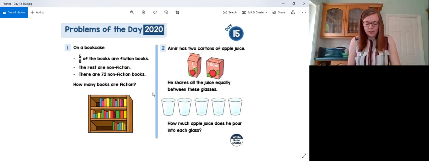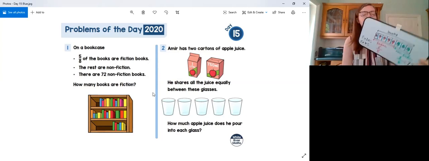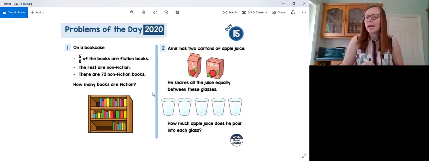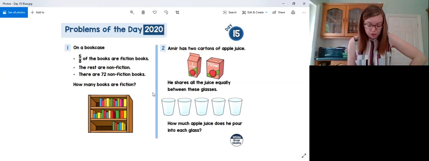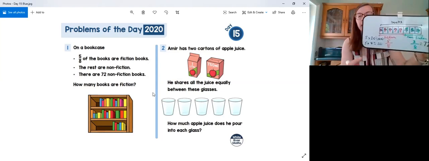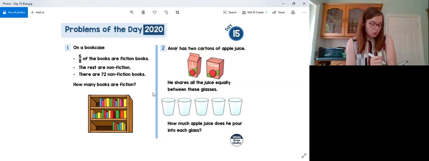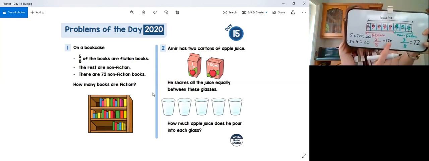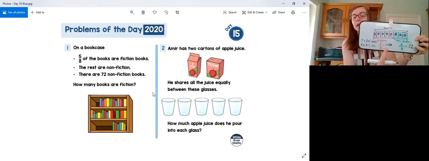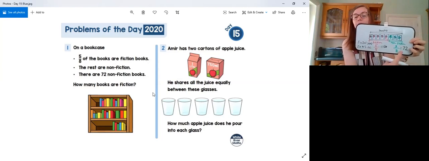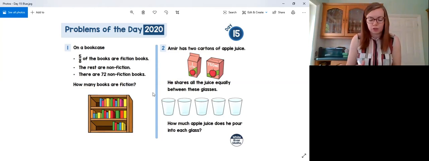Now let's have a go at that. So 5 times 20: I know 5 2s are 10, and 20 is 10 times bigger. So we move it 1 to the left on the place value, making 100. And 5 times 4 I know is 20. So I have 100 and I have 20, which when I total them together tells me that 5/8 is 120. So we have 120 fiction books and 72 non-fiction books. Well done if you followed along with that one.